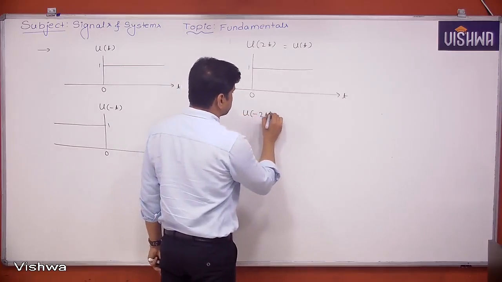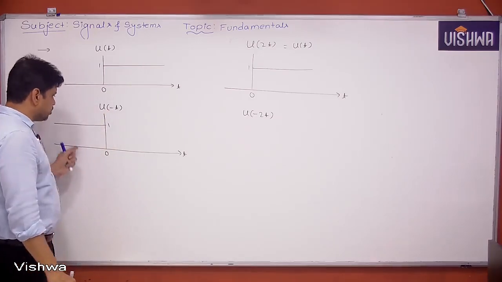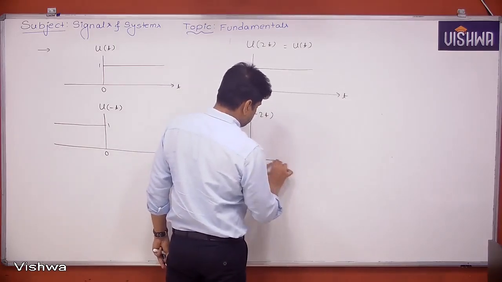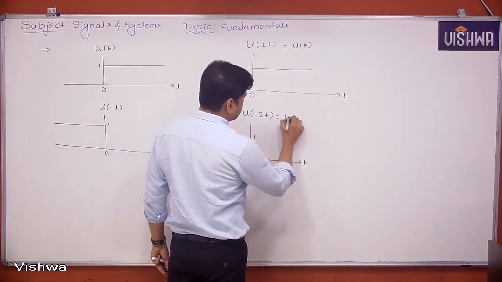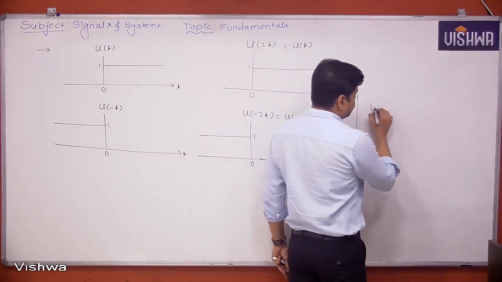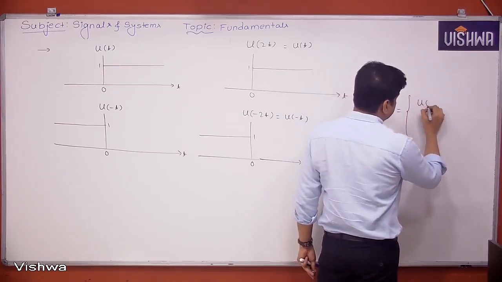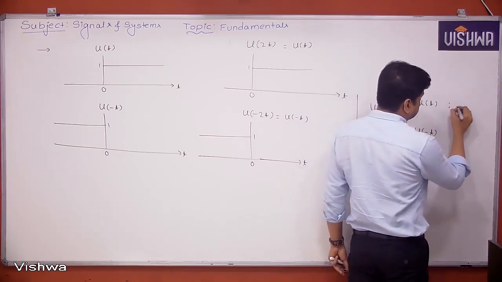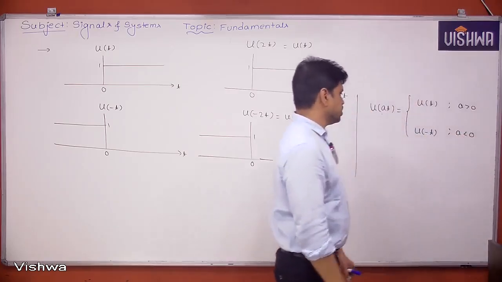Next, u of minus 2t. Already we got u of minus t. So if I divide each instant by 2, it won't make any difference. Still we are going to get u of minus t only, which is u of minus t. So from this, can I conclude one thing? U of at can be u of t or u of minus t, that means for a greater than 0 or for a less than 0. That's the meaning of it.